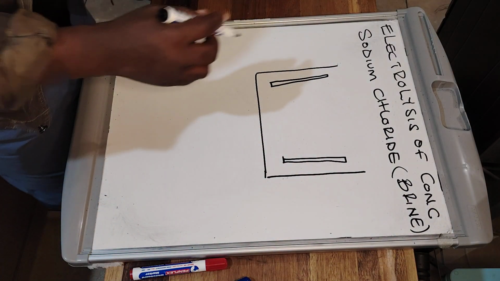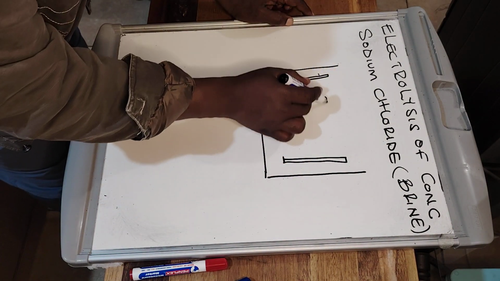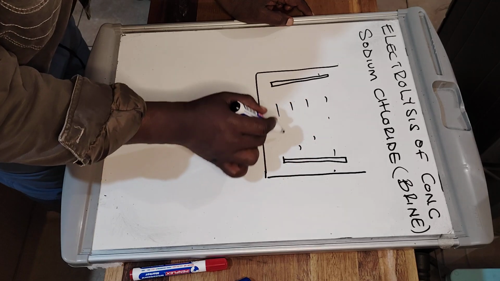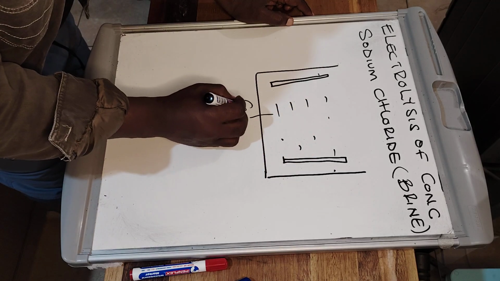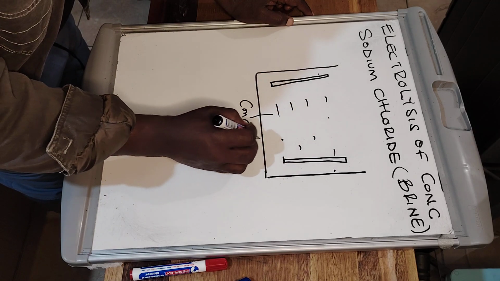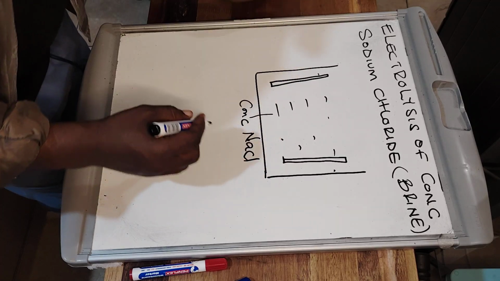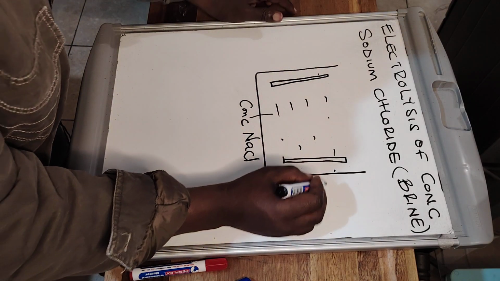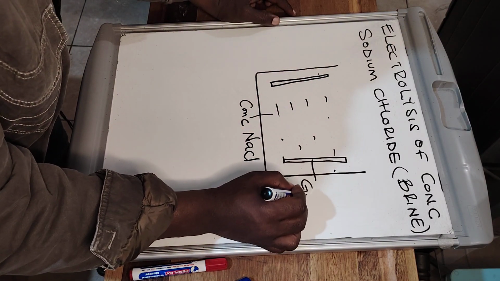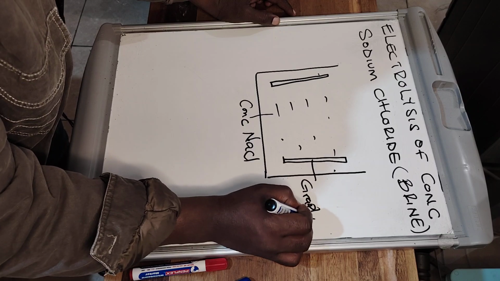Now, this is the layout. Inside this one, we have our concentrated sodium chloride, our normal table salt. These ones are graphite electrodes.